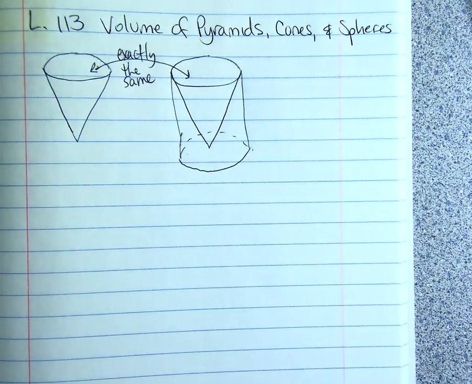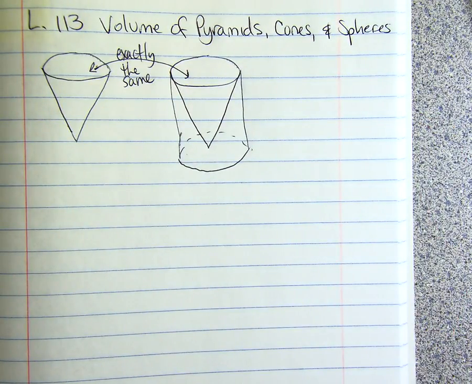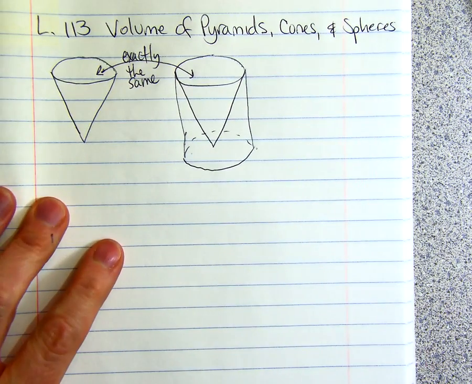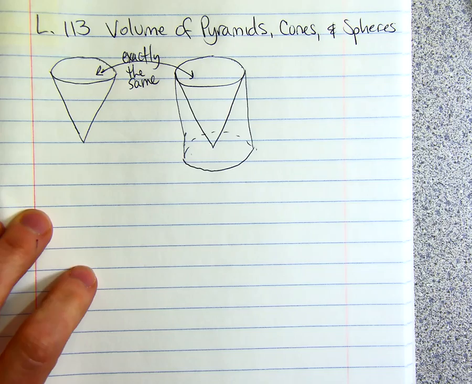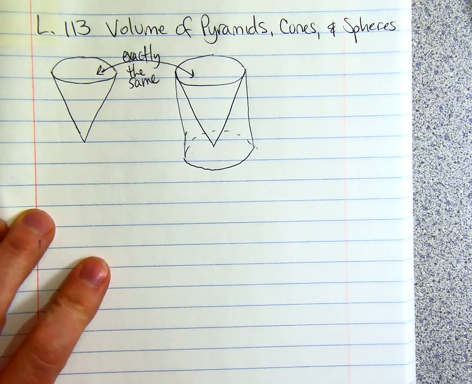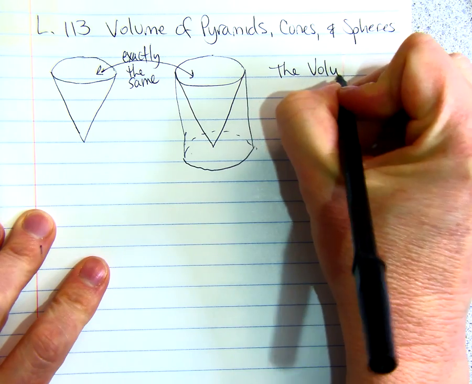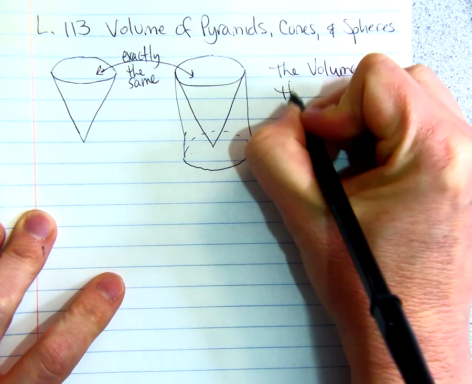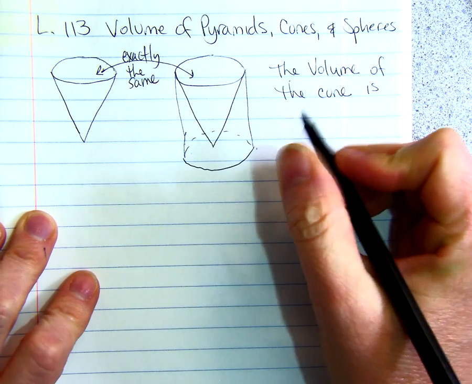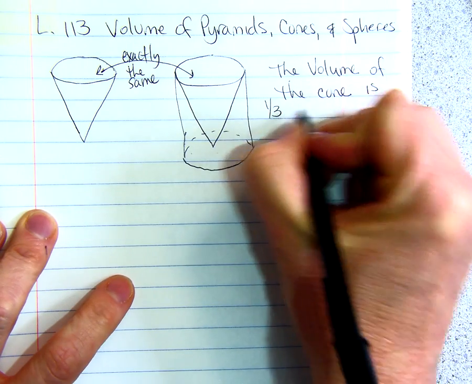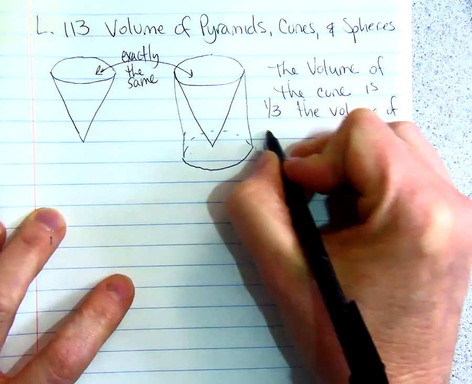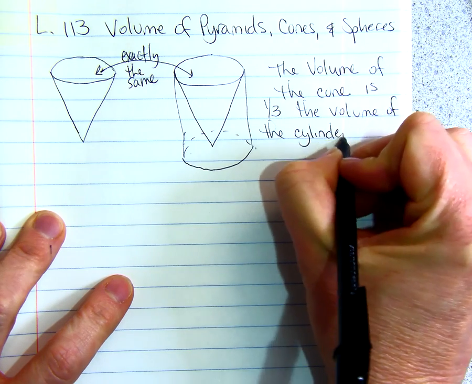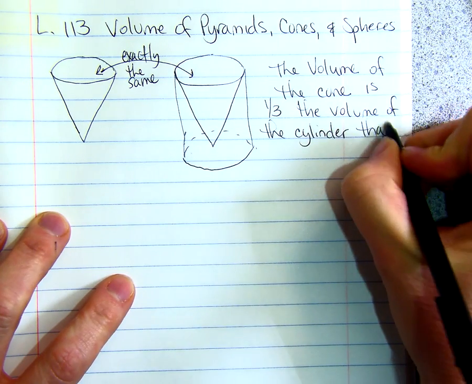So if you had a cone and you had the cylinder that would hold that cone, in other words it has the same diameter, the cone takes up 1/3 the volume of the cylinder. So if you can find the volume of a cylinder, you just divide by 3, and that's the volume of a cone that would fit in it. So the volume of the cone is 1/3 the volume of the cylinder that contains it.